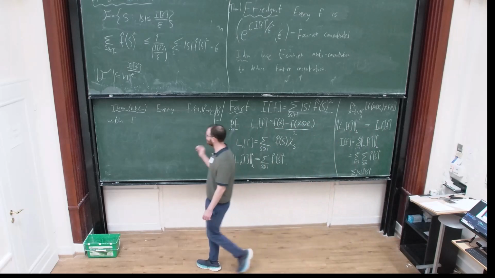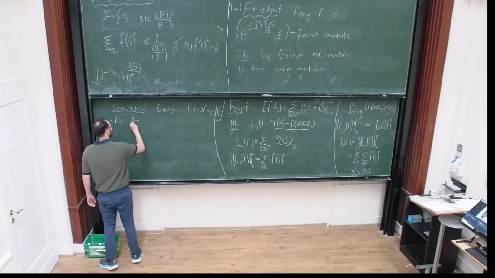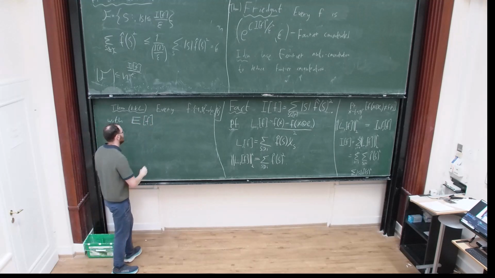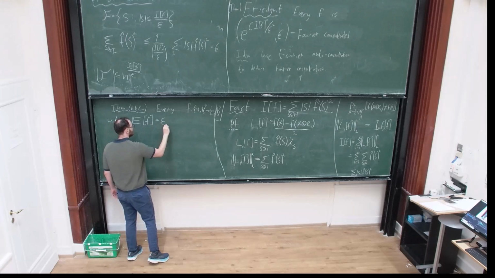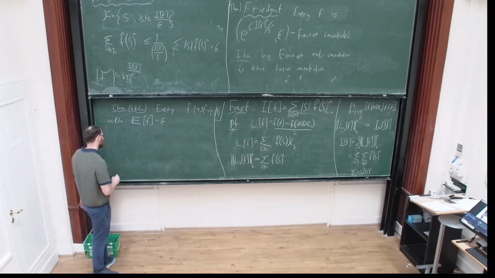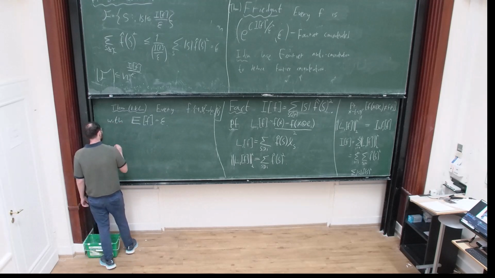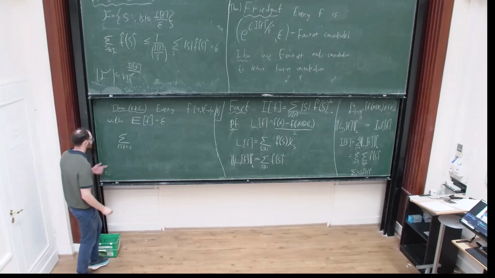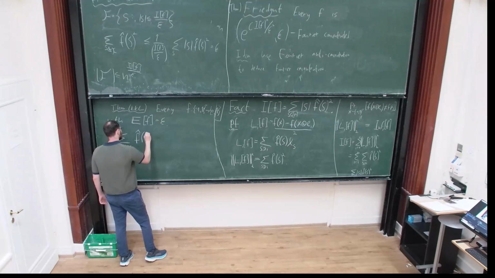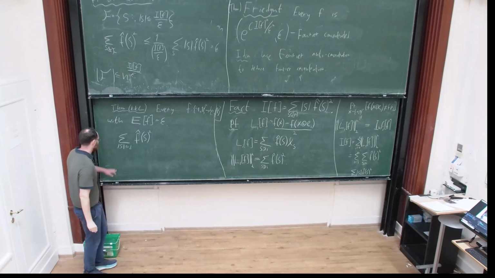Okay, so with expectation, let's just denote the expectation by epsilon. So now we're going to take the sum over all the sets that are small, of f-hat at S squared.